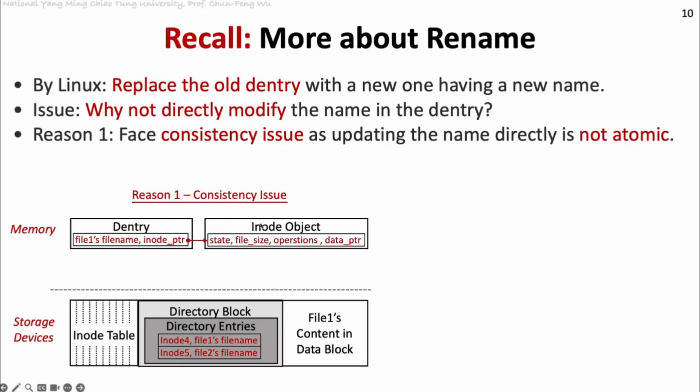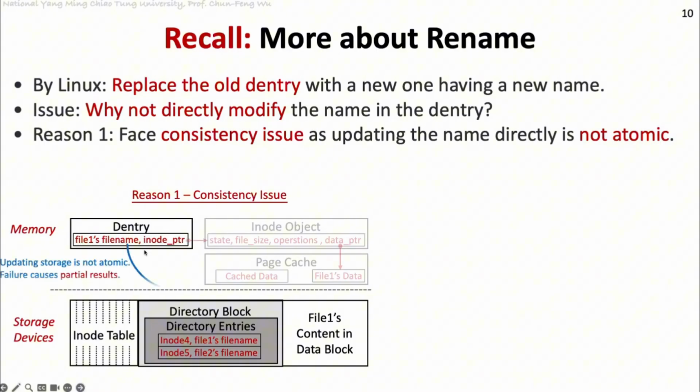Okay, so by using this inode object, we can get the data from the page cache. So this is the data contents for file one. Okay, so if we are going to rename file one, and if we directly rename it in the dentry, here is the issue.